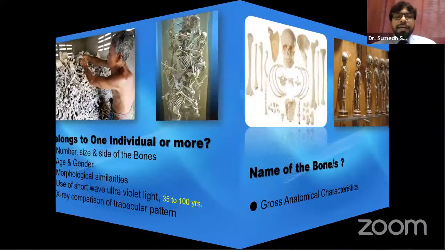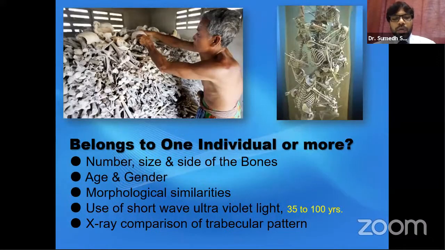Then whenever the skeletal remains come to you for examination, the most important thing is whether they belong to one individual or more than one individual. All may be of the human species, that is fine, but they may be from multiple sources of the human species. I would like to elaborate on the famous 2006 case, that is Nithari.